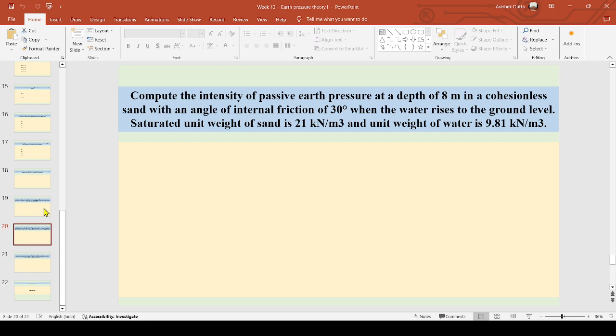I'll repeat the question once. Compute the intensity of passive earth pressure at a depth of 8 meter in a cohesionless sand with an angle of internal friction of 30 degree when the water rises to the ground level. Saturated unit weight of sand is 21 kilonewton per meter cube and unit weight of water is 9.81 kilonewton per meter cube.